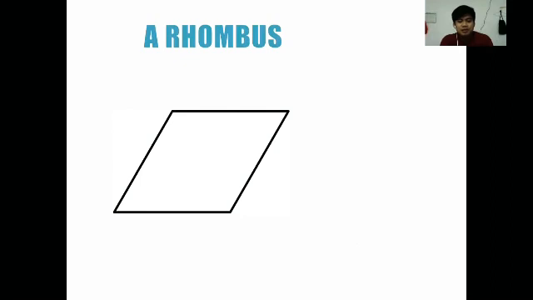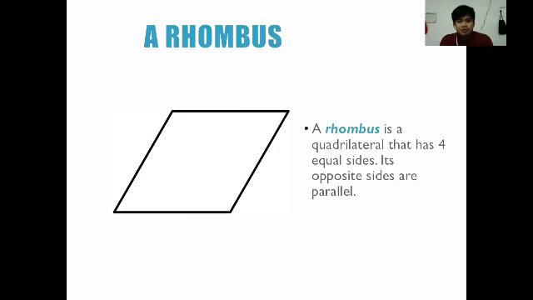Next. Rhombus. The definition of a rhombus: this is what it looks like. A rhombus is a quadrilateral that has four equal sides. Its opposite sides are parallel. So all of its sides are equal, like a square. And its opposite sides are parallel. It doesn't say anything about the angles of a rhombus. So whenever you see four equal sides with opposite sides parallel, it means it's a rhombus.